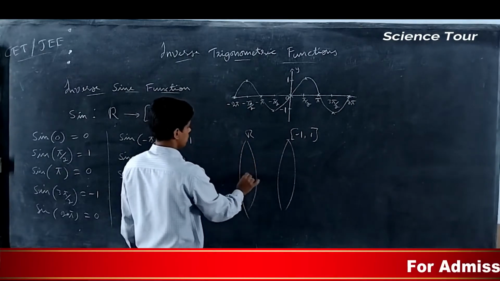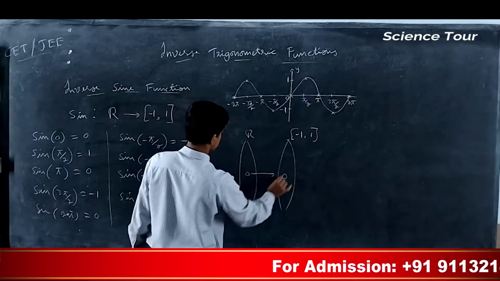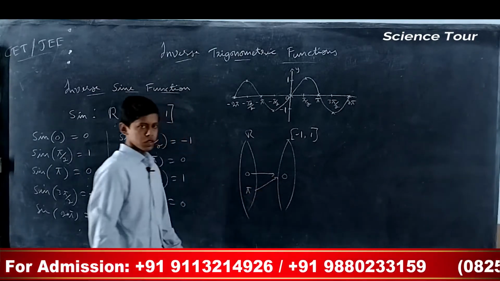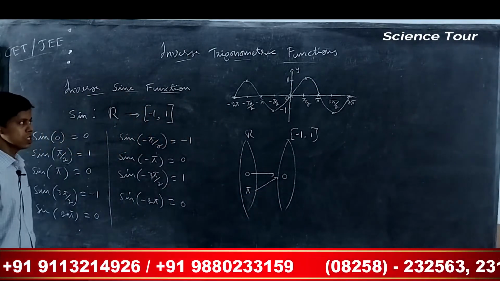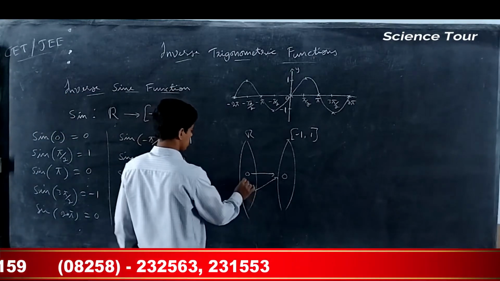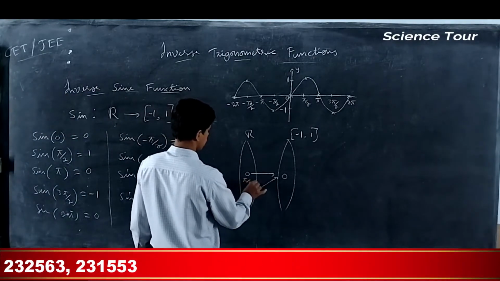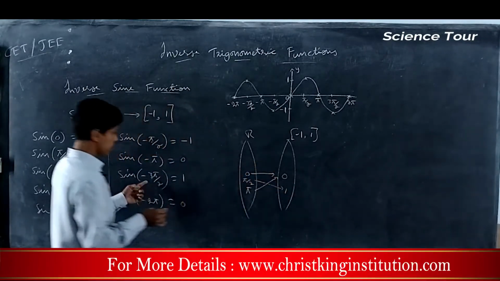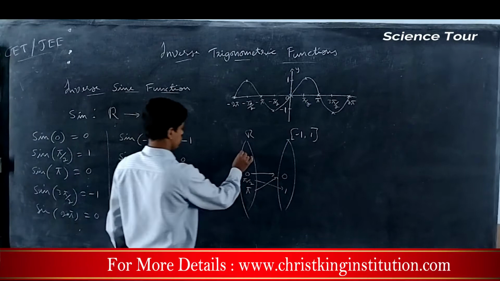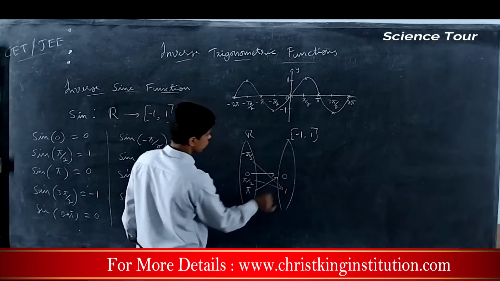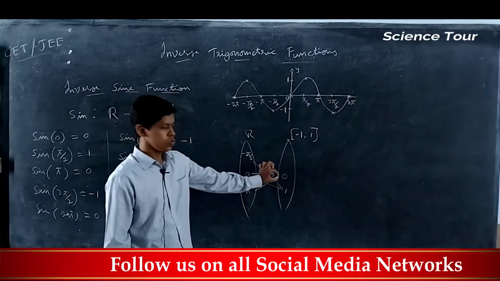So first, 0 is 0, then what about pi? Pi is also 0. So is it 1-1? No, it is not 1-1. Okay, so what about pi by 2? Pi by 2 is 1. What about minus 3 pi by 2? Minus 3 pi by 2 is also 1. So understand, 2 elements, 1 image.